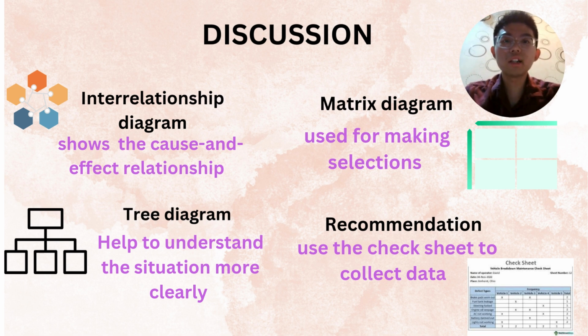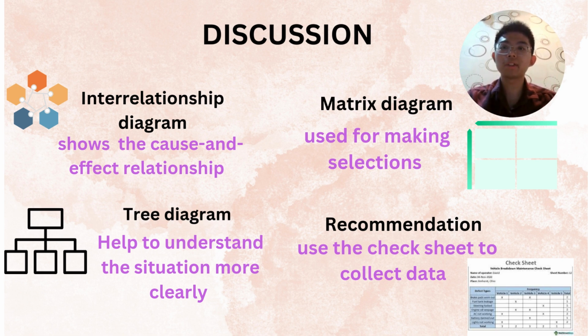Next, we are using the interrelationship diagram to identify the cause and effect of the problems. Besides that, we are using the tree diagram to understand the situation more clearly to propose solutions. Other than that, we are using the matrix diagram for making selection of the best solution for the problems. Lastly, I'm recommending to use the check sheet to collect data.